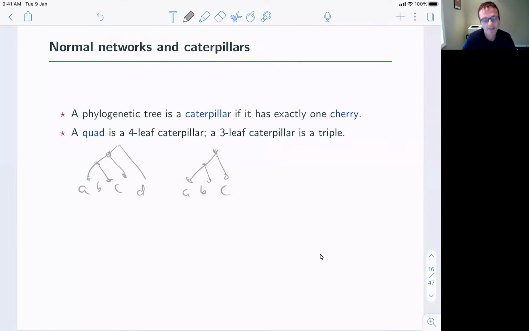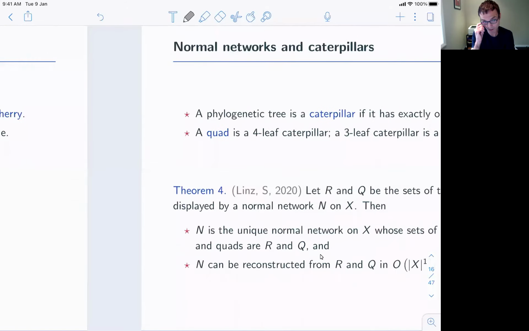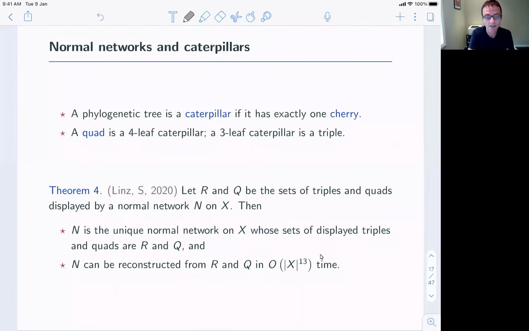And the main theorem of the talk, in fact, the only theorem of the talk and a new theorem, is this one. It says that if R and Q are the sets of triples and quads displayed by a normal network, so I take all the triples and quads displayed by a normal network, then those triples and quads are enough to determine the normal network. It's the unique one with that set of triples and quads. Okay, it's the unique one with that set of triples and quads. That's the first part of the theorem, the uniqueness result. You can reconstruct from R and Q.